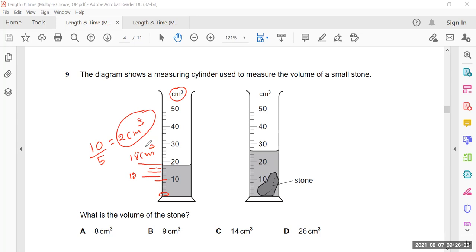Similarly, from this side, the same scale, the same container, now the solid stone is put into it. 20 here, then the next will be 22, 24, and this is 26 centimeter cube. Now you need to subtract. 26 minus 18 is how much? 8 centimeter cube. So if you know some other method, you can use it, but it is better to find the single division. Lee, your answer is also correct. Chavila, is answer A correct?